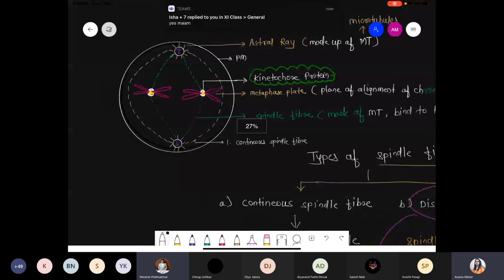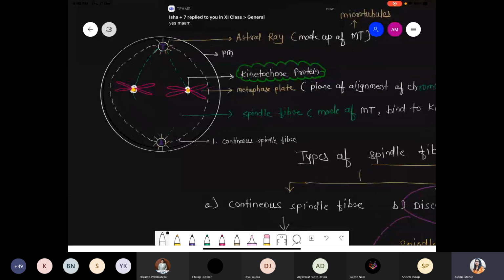Okay, fine. Continuous spindle fiber starts from one pole and just ends at the other pole. It is continuous. So this is one spindle fiber, that is the continuous spindle fiber. Now we are talking about chromosomal fiber. Chromosomal fiber is also called the discontinuous fiber.